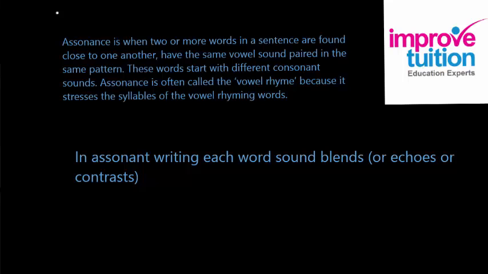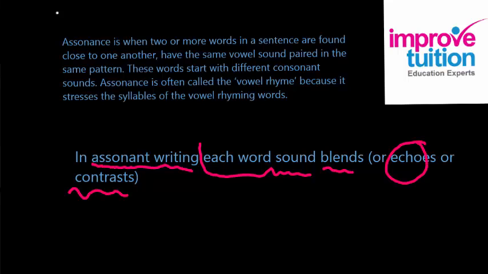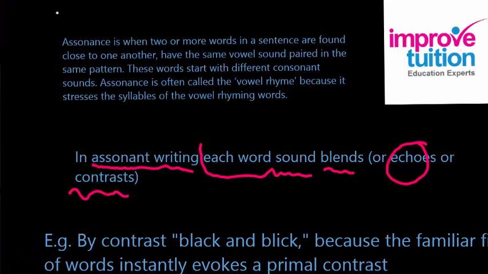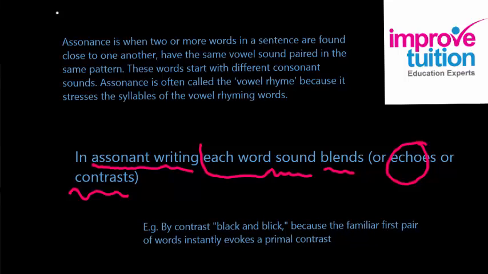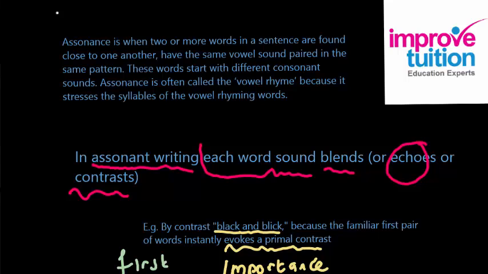Now, in assonant writing, each word sound blends. It can either echo or contrast. Let's look at an example. By contrast, we mean black and blick. There are internal vowels there, and they're different when listening to the sounds. Because of the familiar first pair of words, they evoke a primal contrast. Remember, we're focusing on the sound in assonance.